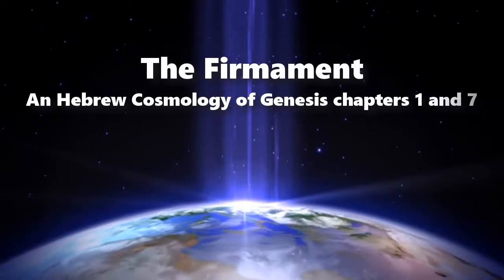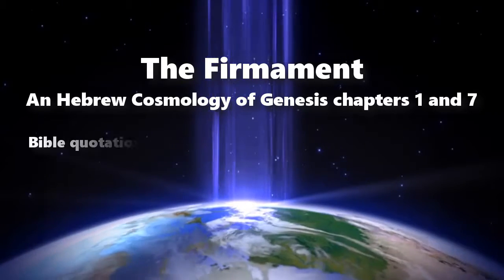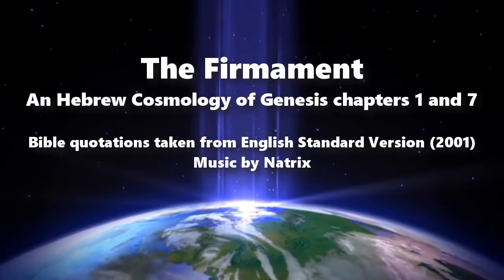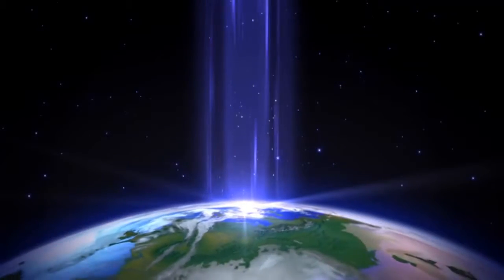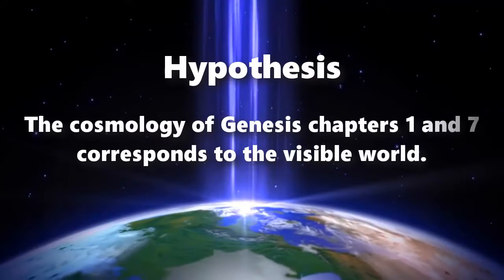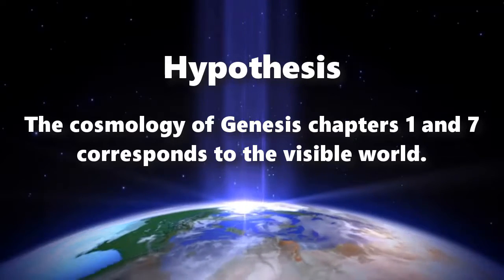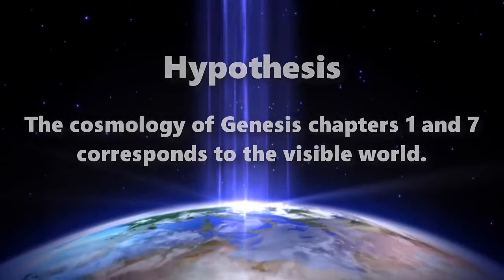The Firmament, a Hebrew Cosmology of Genesis, chapters 1 and 7. Hypothesis: The cosmology of Genesis, chapters 1 and 7, corresponds to the visible world.